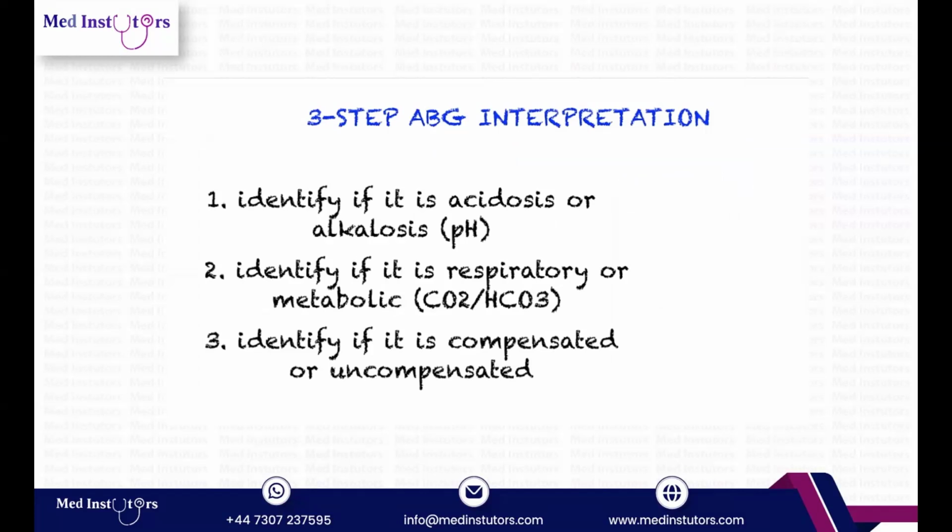Once you know whether it is acidosis or alkalosis by knowing the normal ranges, your next step is to identify if it is respiratory or metabolic. And how would you interpret that? By looking at the carbon dioxide level and bicarbonate level. The carbon dioxide is mainly regulated by the lungs, and the bicarbonate ion is mainly regulated by the kidneys. So any fluctuation in carbon dioxide means something is wrong with the lungs. And if there is fluctuation in the bicarbonate ions, that means something is going wrong with the kidneys. So that would give you an idea of whether it is of respiratory cause or metabolic cause.